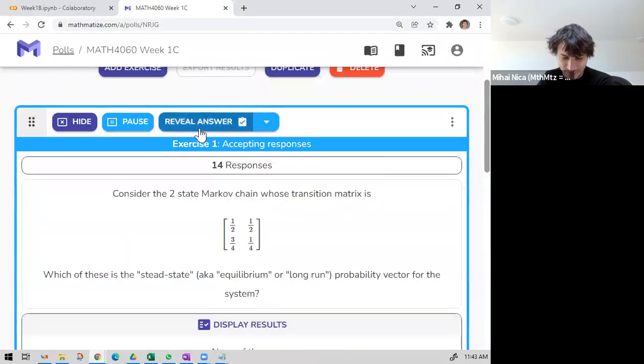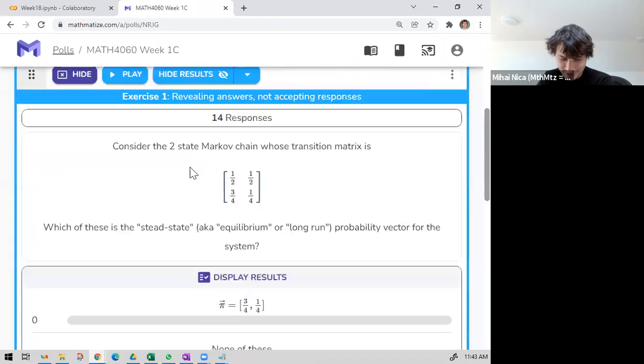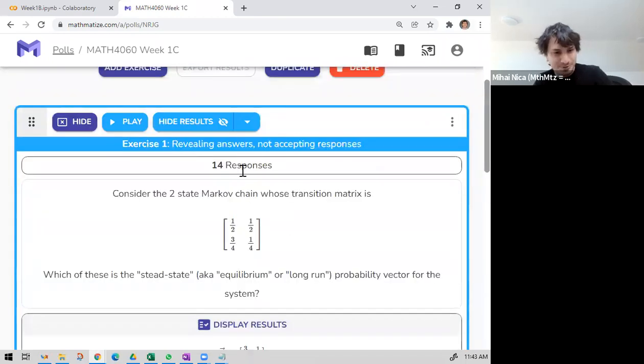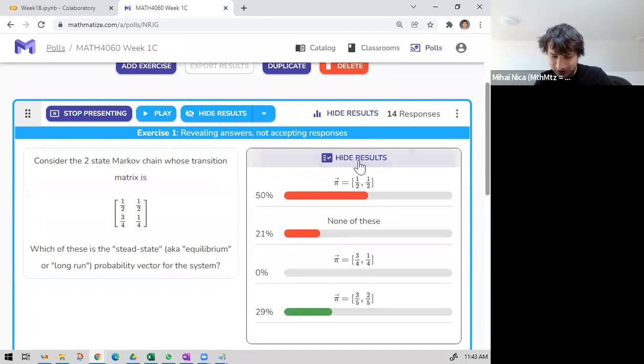I think I can reveal the answer. Did it reveal it? Display results. And so I guess if you chose this answer, you got it right.